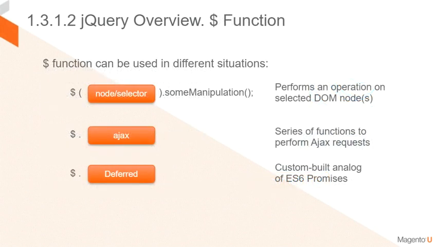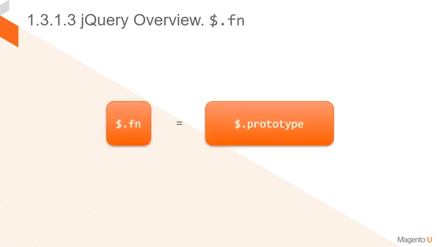This slide shows the most typical uses of the jQuery function. It may be used as a wrapper for DOM elements, which provides many utility functions and simplifies event handling. jQuery also provides a framework for AJAX calls. And finally, very importantly, deferred. Deferred is used very often in Magento. This is an analog of ES6 promises, though not fully functional. Magento extends the jQuery prototype with a series of functions which we will cover later. For now, note that jQuery uses the symbol $.fn to represent its prototype.